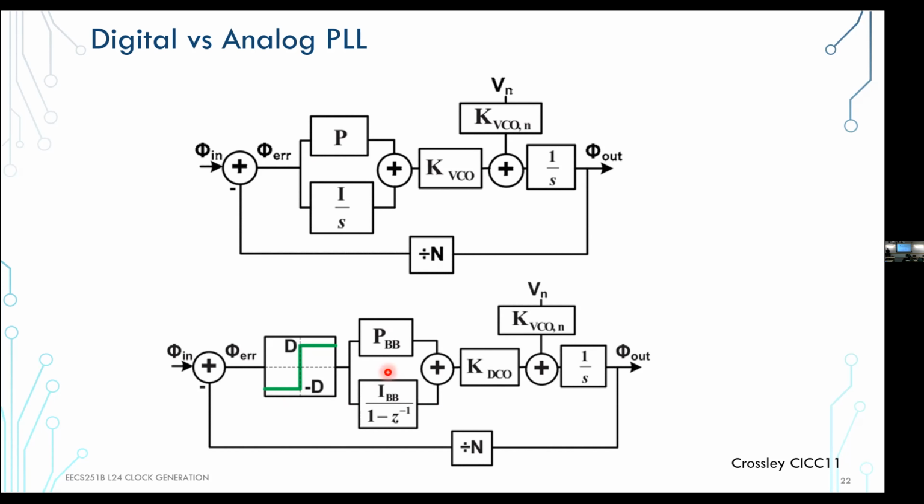And then I'm going to put some digital filter, right? That has some mix of proportional and integral path that gives me some way to tune the transfer function of the filter to essentially try to smooth out these error signals that are coming in into something that I can use to control the VCO. But in this case, it's not going to be a VCO because I don't have voltage anymore. I have just numbers. So it's going to be a DCO, digitally controlled oscillator.